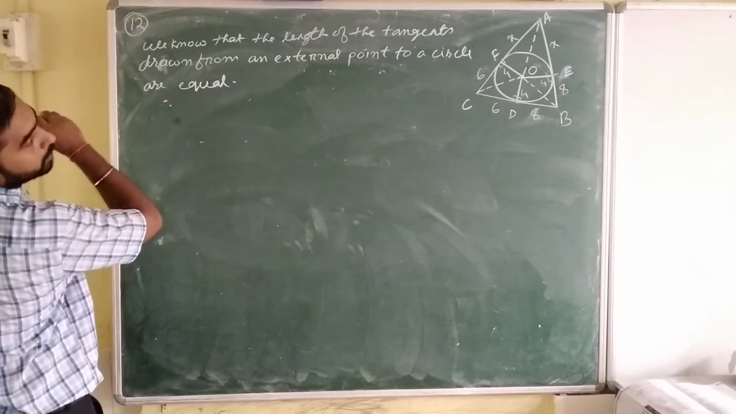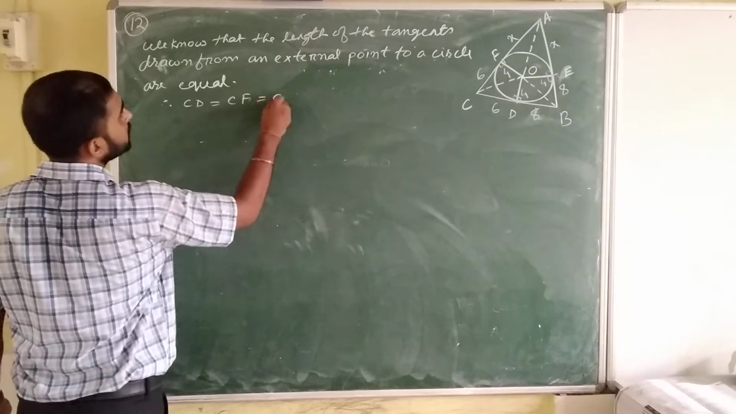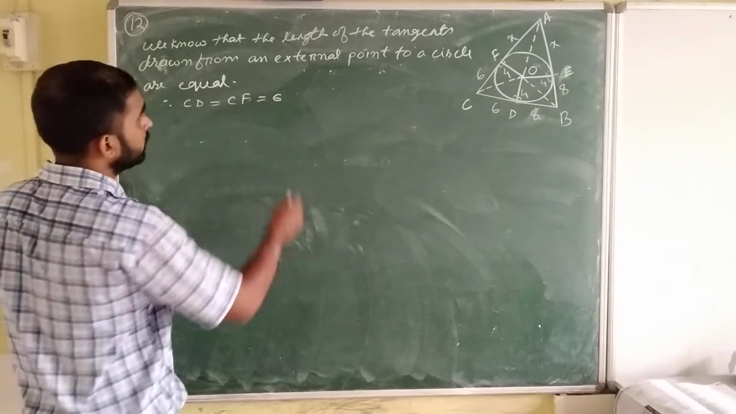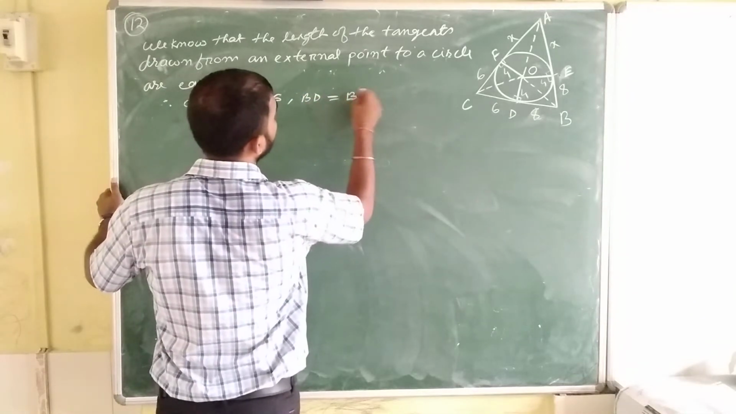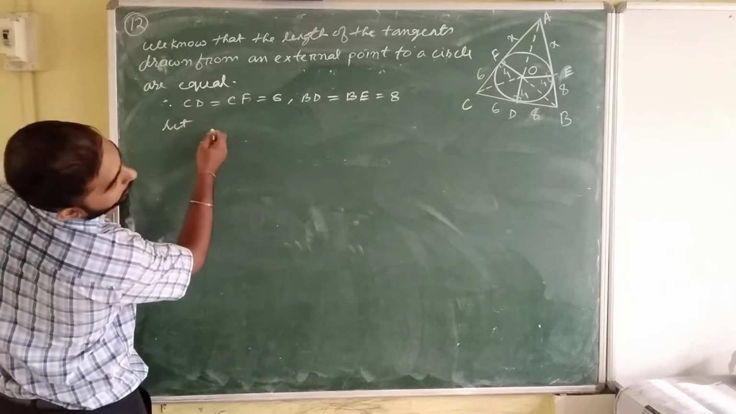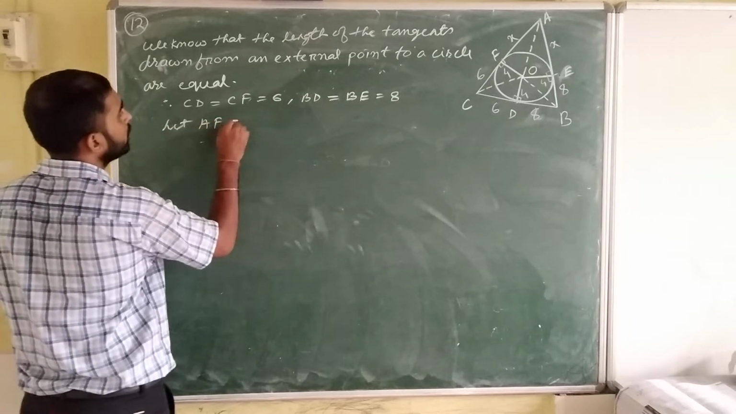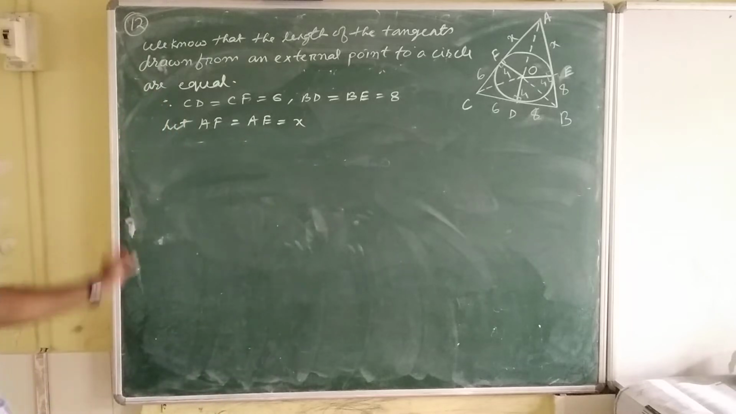Therefore, CD equal CF equal how much? 6. Then BD equal BE equal 8. With AF equal AE equal how much? X. AF equal AE equal X.